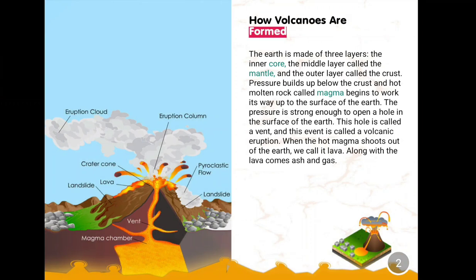How volcanoes are formed. The Earth is made up of 3 layers: the inner core, the middle layer called the mantle, and the outer layer called the crust. Pressure builds up below the crust, and hot molten rock called magma begins to work its way up to the surface of the Earth. The pressure is strong enough to open a hole in the surface of the Earth. This hole is called a vent, and this event is called a volcanic eruption. When the hot magma shoots out of the Earth, we call it lava. Along with the lava comes ash and gas.